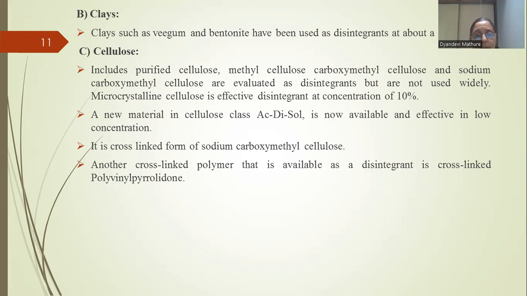Then another material used as a disintegrant under the cellulose class is Ac-Di-Sol, which is now available and effective in low concentration. What is this Ac-Di-Sol? Basically, it is a cross-linked form of sodium carboxymethyl cellulose. Another cross-linked polymer that is also used as a disintegrant is cross-linked PVP, that is polyvinyl pyrrolidone.